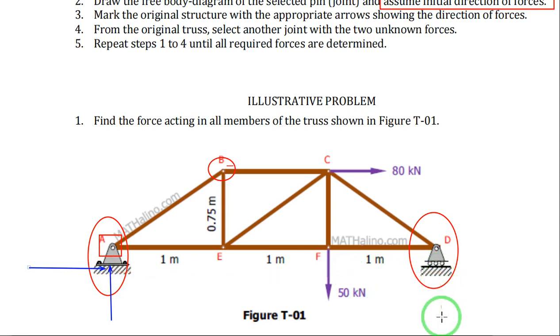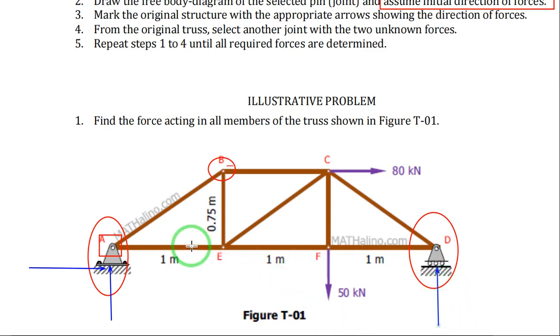And then for a roller support or rocker, you only have one reaction that is perpendicular to the surface of contact. It's either upward or downward, to the left, to the right, whatever the orientation of the surface of contact. Now for this case, your surface of contact is horizontal, meaning your reaction at that support is either upward or downward.